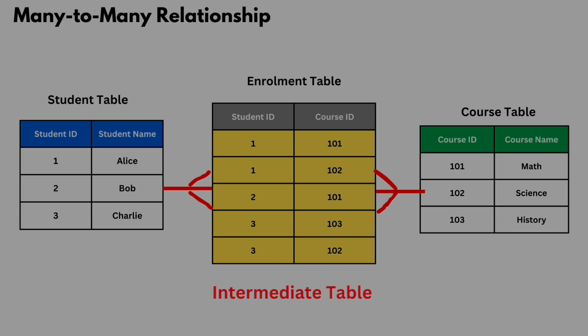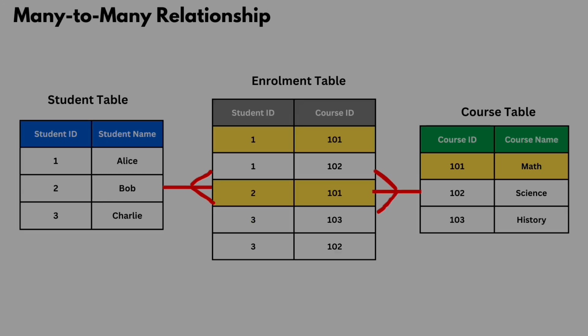So we can easily see that we have one-to-many relationships, which actually go from the student table to the enrollment table, which means, for example, that student ID number 1, which is Alice, actually enrolled in different courses. It's enrolled in course number 101, which is the math course, and also 102, which is the science course. And then the same applies for the course table. We again have another one-to-many relationship coming from the course table to the enrollment table, which shows that courses can have multiple students as well.